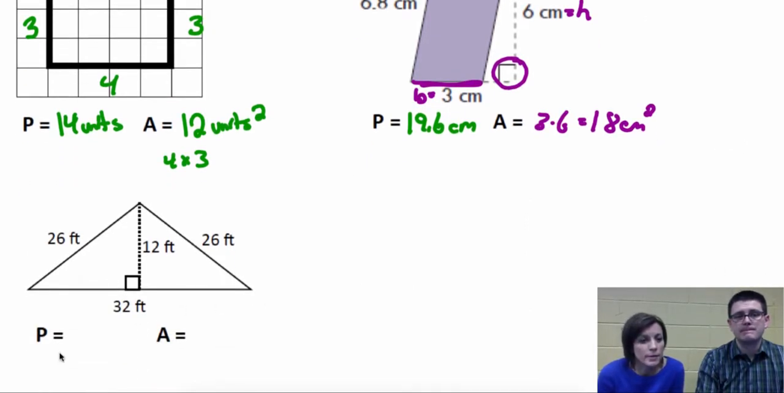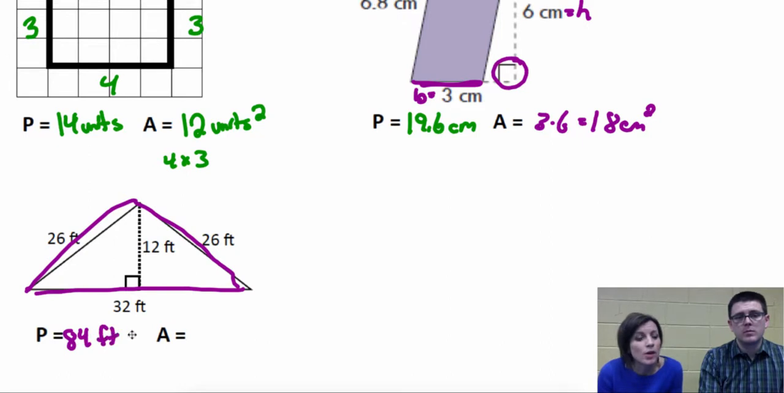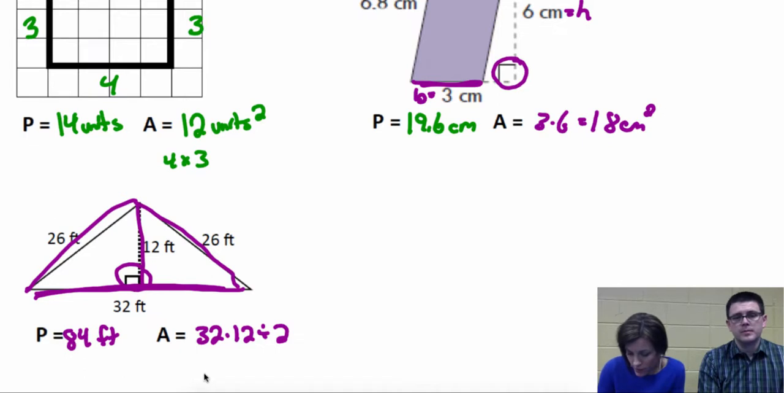All right, our perimeter is giving us the slants, so 26 plus 26 plus 32, 84 feet all the way around that triangle. Our base is going to be 32 feet. Our height is going to be 12 where that box is. We're going to divide that by 2. Survey says 192 feet squared. So base times height, but don't forget that divided by 2.